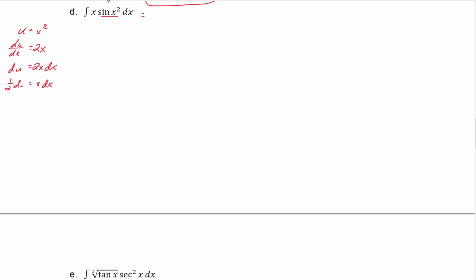So this equals the integral of sine u times 1/2 du, or 1/2 integral sine u du. Now we can use our formula. So we know the antiderivative of sine u is negative cosine u, so we have negative 1/2 cosine u plus c, which then becomes, doing our back substitution now, negative 1/2 cosine of u, we said was x squared, plus c.